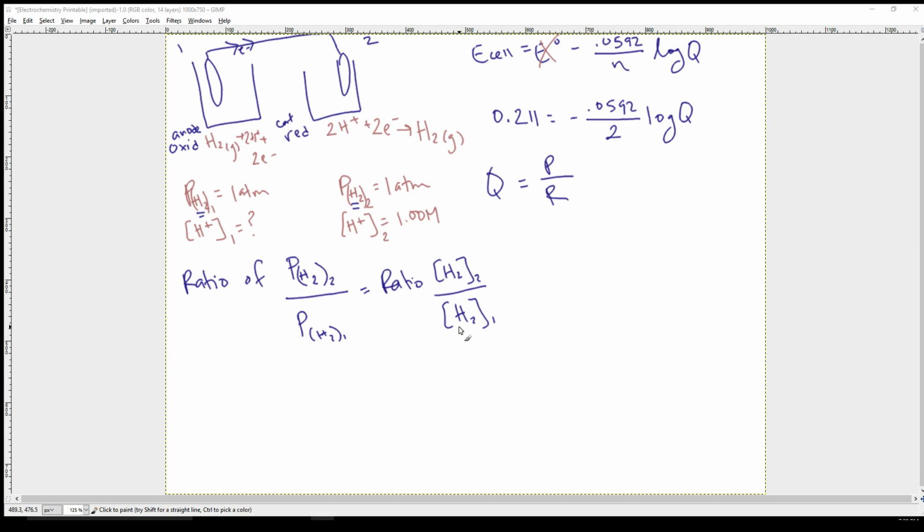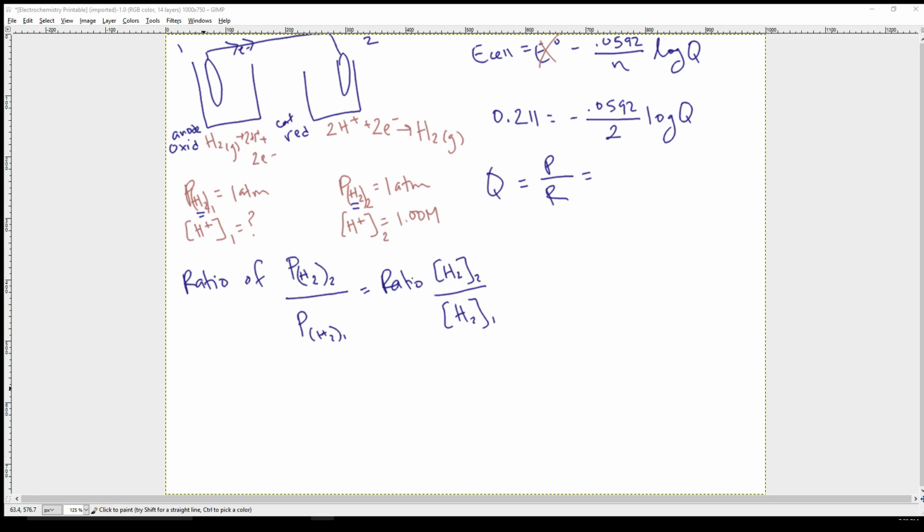So as long as I use pressures for both hydrogen gases, then it doesn't matter if I mix them in with the concentrations of the other ones. So let's write that out. That means I should probably have a net ionic equation in order to do this. So let's write that down. I'm going to add these two equations together. The electrons get canceled out.